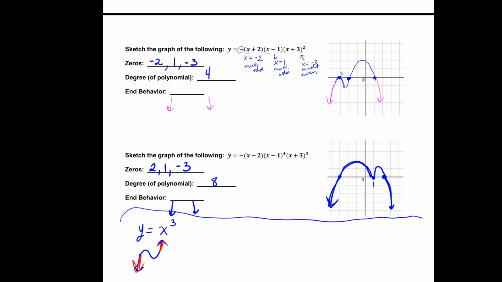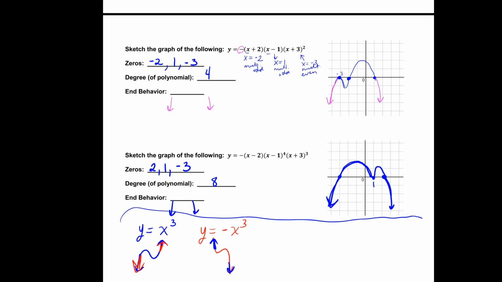Versus if you have an odd degree function with a negative leading coefficient, like y equals -x cubed, the ends of the graph will match the behavior of that graph. So if I think of y equals -x cubed, it would look like this. So it will match the behavior at the ends of the graph, meaning it will start up and go down.